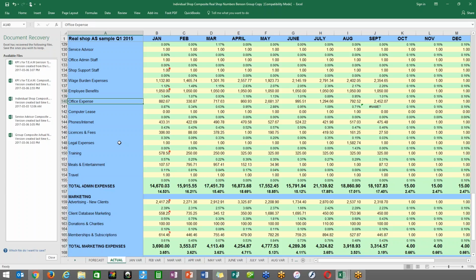Office expense, that could be any type of office expense that you're relating to. It could be software, it could be office supplies, etc. Anything you want to put under your office expense. It's a small percentage of sales, so it's not that important to get into too much of a breakdown for that.